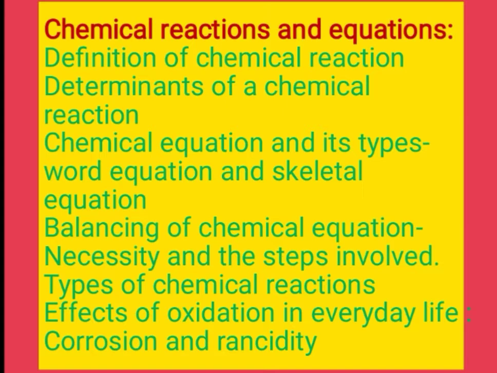Then we learnt how to determine whether a chemical reaction has taken place or not. So there were 5 determinants, that is change in state, change in color, change in temperature, evolution of gas, formation of precipitate. So one or more of these determinants may occur when a chemical reaction takes place. Therefore, if you observe any of the following changes, then we can say that a chemical reaction has taken place.